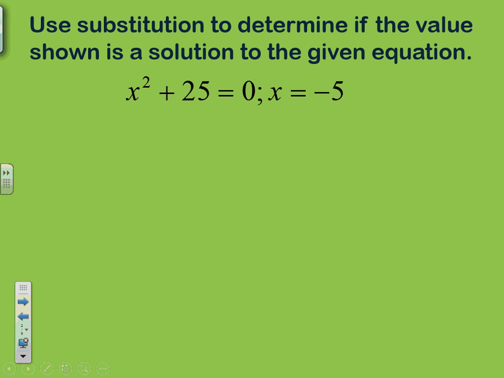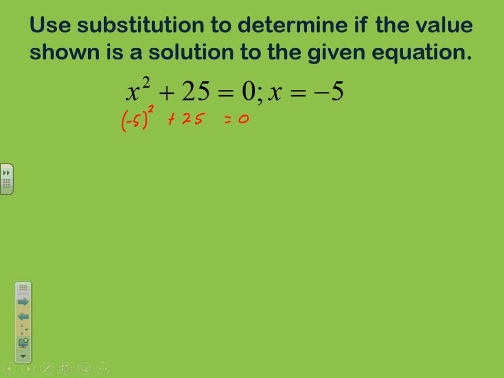So looking here, here's our first example, similar to what I just showed you a second ago. x squared plus 25 is equal to 0, where x is equal to negative 5. Is that a solution to the equation? This one is really easy to check with substitution. We're going to substitute the negative 5 in for x. So if I say negative 5 squared plus 25 equals 0, let's see what we wind up with.